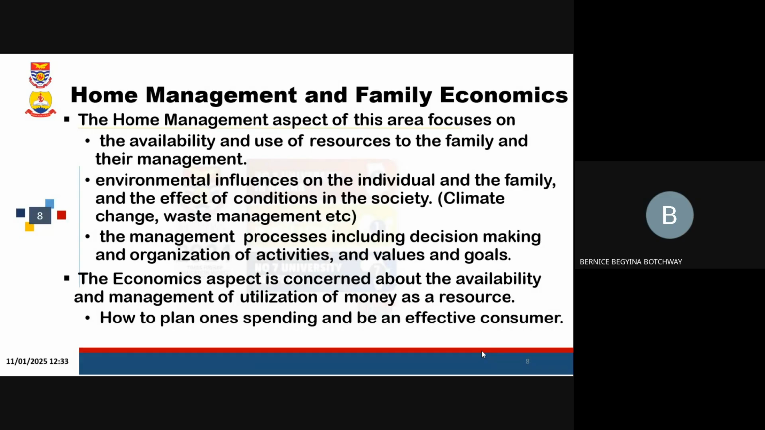And we have home management and family economics. The home management aspect of this area focuses on the availability of resources to the family and their management. Through this, you learn some of the resources that are available to the family. You identify these as resources. Some of the resources that we have, we live with them, but we don't really recognize them.